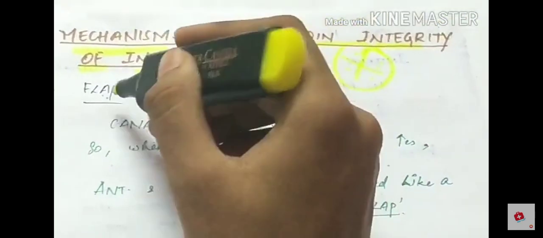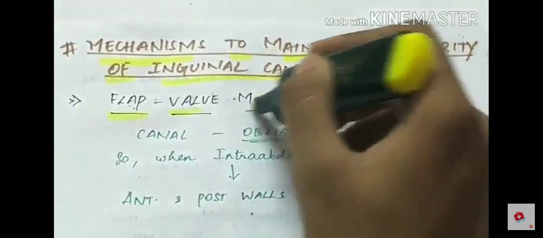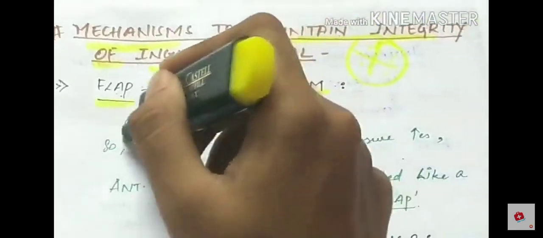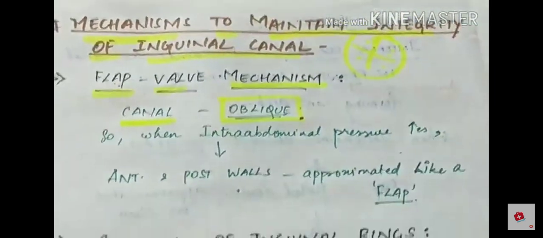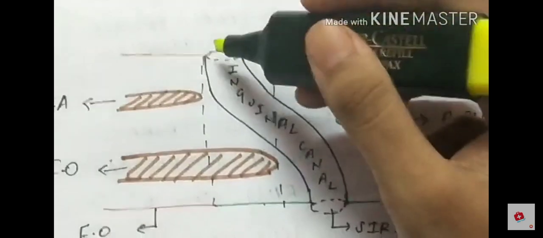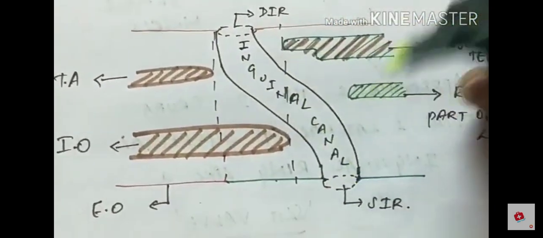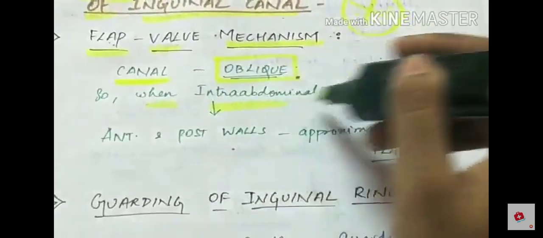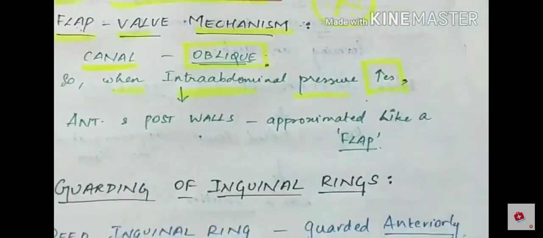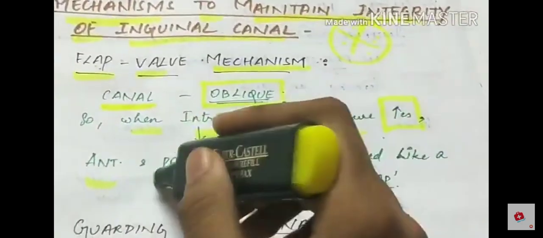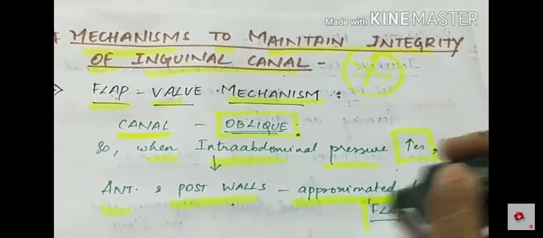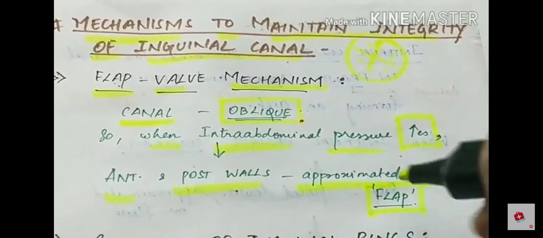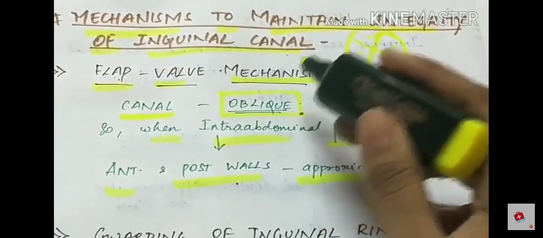The main mechanisms include the flap valve mechanism. The inguinal canal is situated obliquely. The superficial and deep inguinal rings are not opposite to each other; they are situated in an oblique way. So when the intra-abdominal pressure increases, the anterior and posterior walls are approximated like a flap. That is why this mechanism is called the flap valve mechanism.